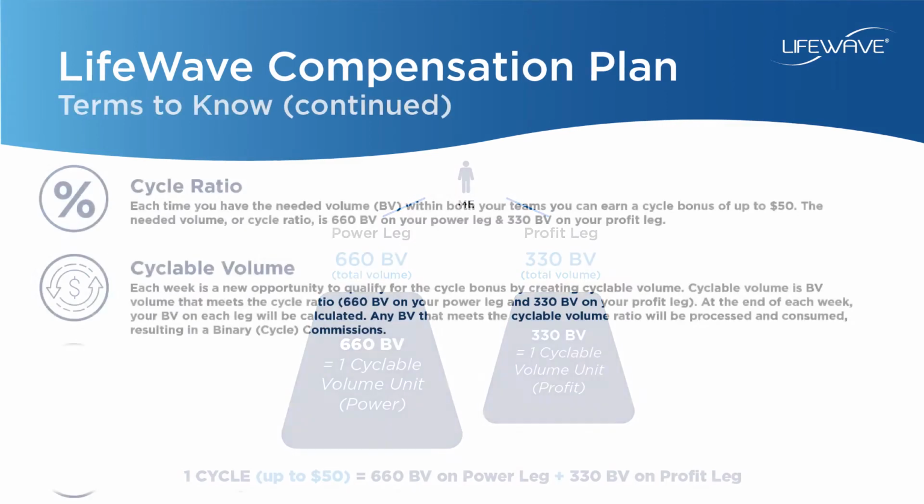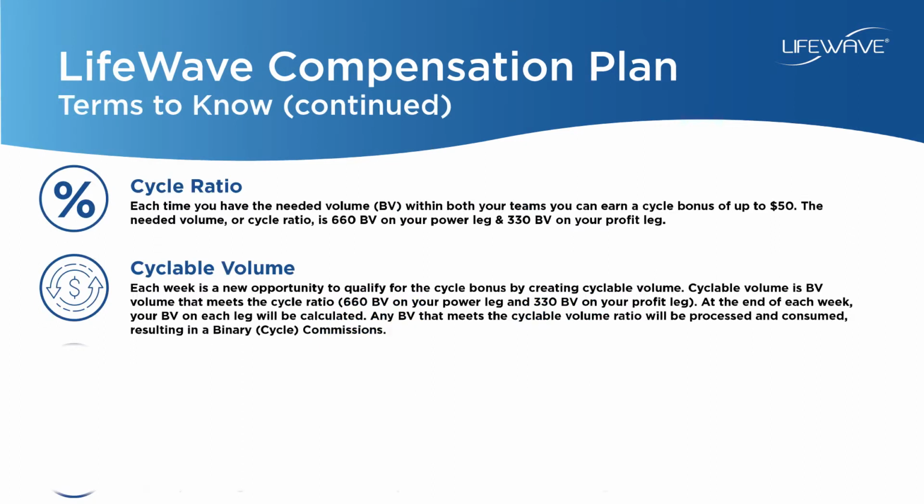Now, cyclable volume is what we refer to as all of the cycle ratios, or all of the volume that meets the cycle ratio, which can be more than one, all within a week. So any volume that meets that cycle ratio would be considered cyclable volume. And each week, all of the cyclable volume within your teams is calculated, processed, and consumed, which results in commissions for you.